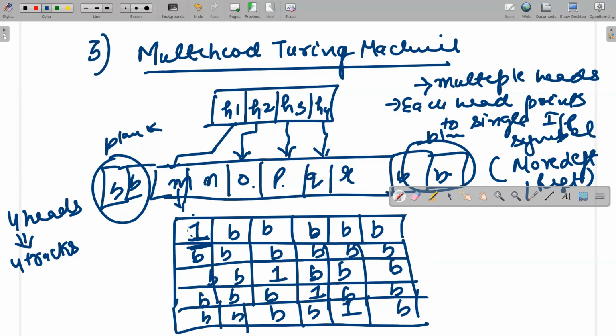So head 2 is pointing towards O. So O is the third variable. So 1, 2, and 3, the third variable is there. Head 3 is pointing towards P. So that is the fourth variable I put up here. Fifth variable I've put up here. So these are all multiple tracks.